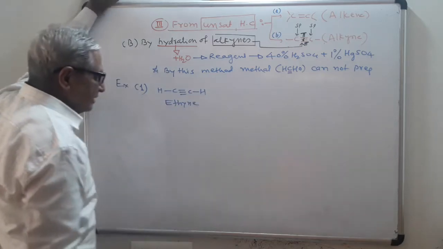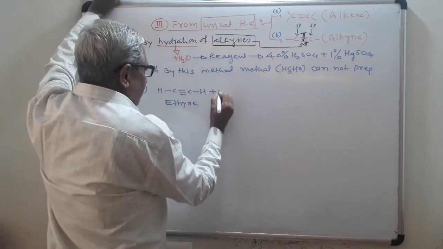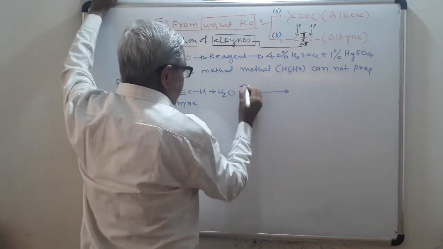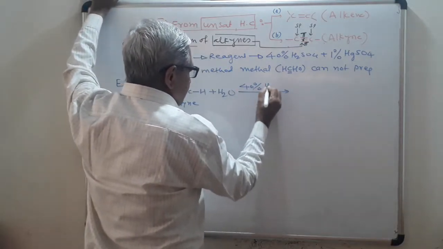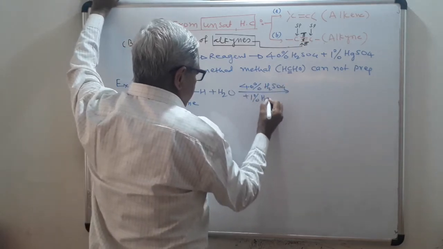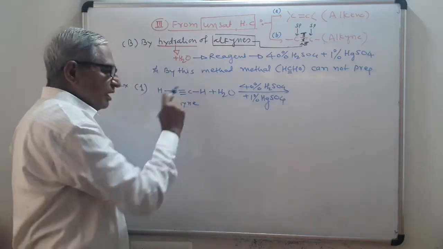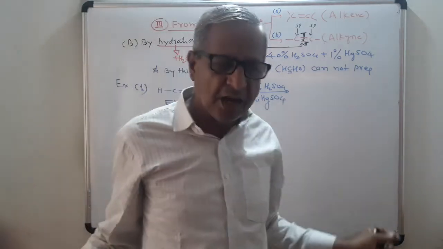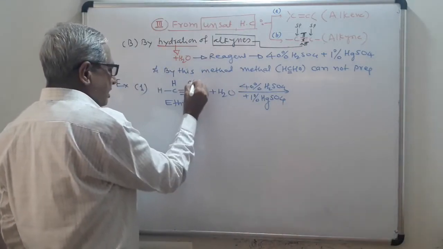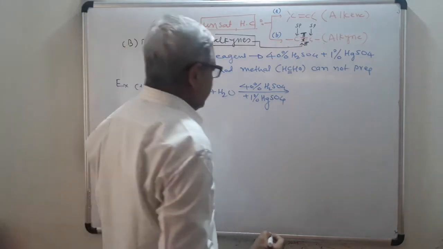Ethyne is the IUPAC name, acetylene is the common name. You will add a water molecule here, addition of water. The reagent used is 40% H2SO4 plus 1% mercuric sulfate, HgSO4. This is a symmetrical alkyne, so there is no use of the Markovnikov rule. You will add a hydrogen atom here and an OH group here. So the triple bond will be converted to a double bond.